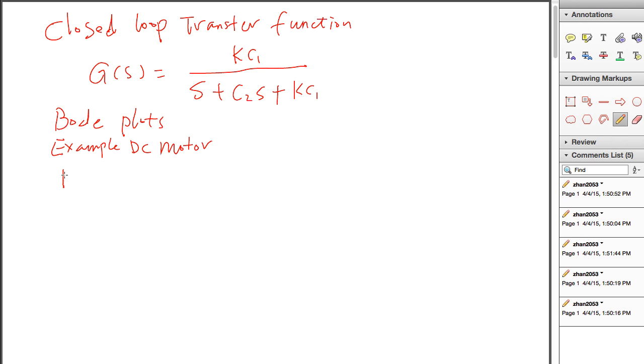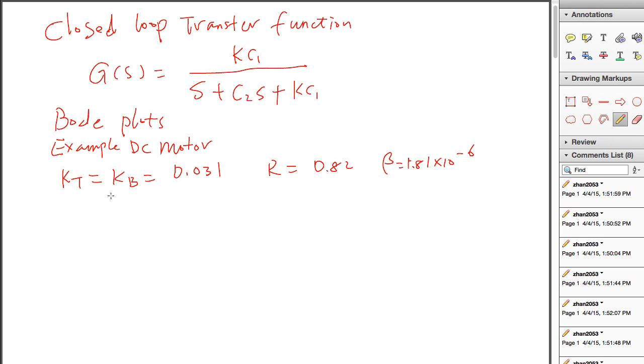What we have is KT equal KB equal 0.031. Now we have R equal 0.82. Now we have beta equal 1.81 times 10 to the minus 6. Okay, then we have M. In this example, we choose M, the inertia, to be 5.65 times 10 to the minus 6. Okay, so this is the example DC motor we have.